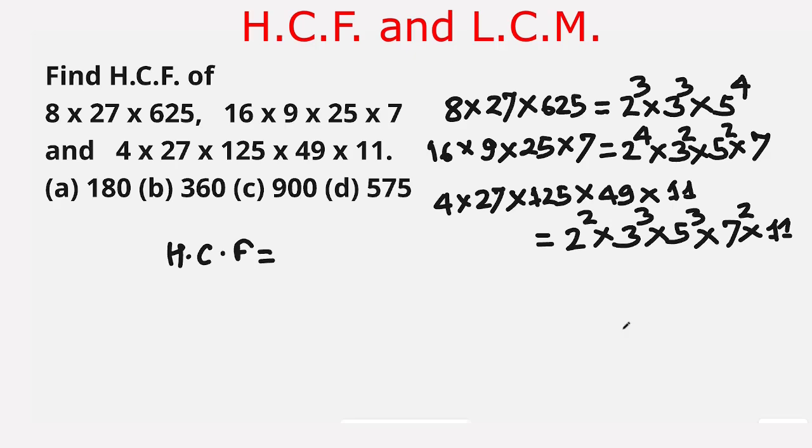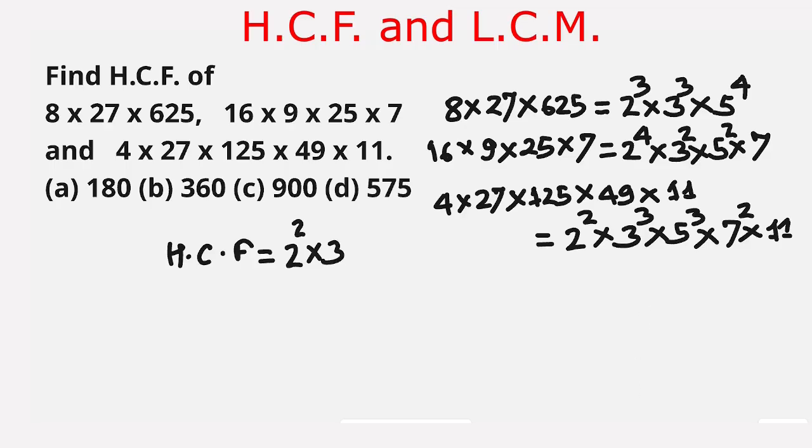We have to find the common factors, and that will be our H.C.F. In the first number it is 2 to the power 3, in the second number it is 2 to the power 4, and in the third number the prime factor of 2 is 2 to the power 2. So 2 to the power 2 is common in all the three numbers. So we write 2 to the power 2 multiplied by, in the first number 3 to the power 3, in the second number 3 to the power 2, and in the third number 3 to the power 3. So 3 to the power 2 is common in all the three numbers.